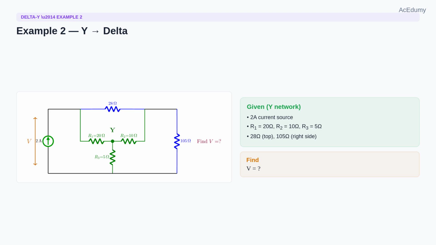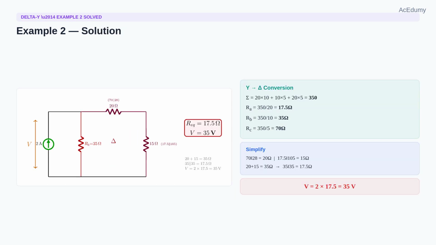The Y network prevents simple series parallel reduction, so we'll convert it to delta. For Y to delta, first calculate the numerator. R1R2 plus R2R3 plus R1R3 equals 20 times 10 plus 10 times 5 plus 20 times 5. That's 200 plus 50 plus 100, which equals 350.